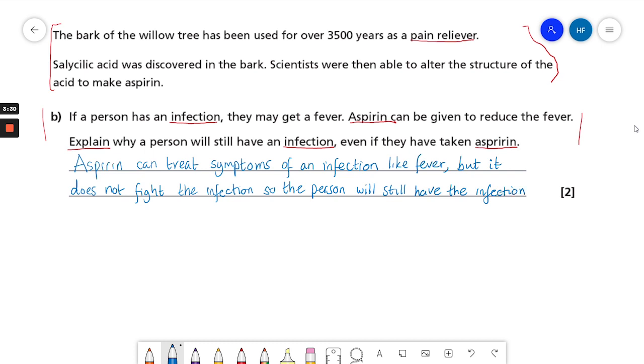So that's a 2-mark question. We've got 1 mark for saying aspirin can treat symptoms of an infection like fever, and 1 mark would be allocated for saying that it does not fight the infection, so the person will still have the infection.